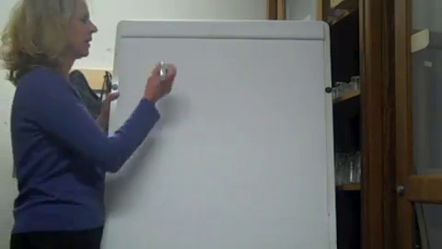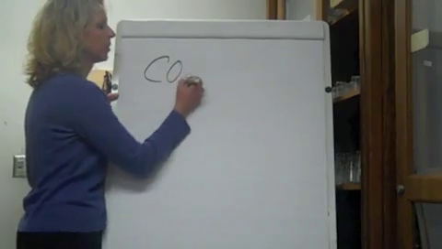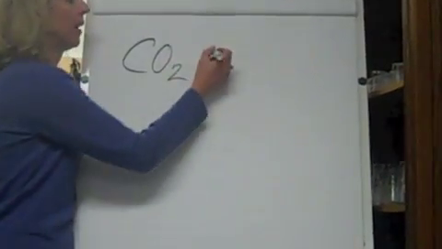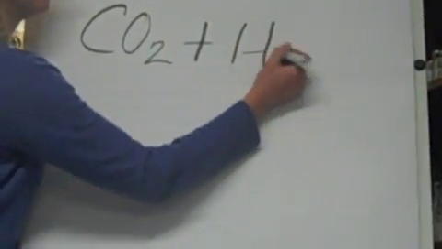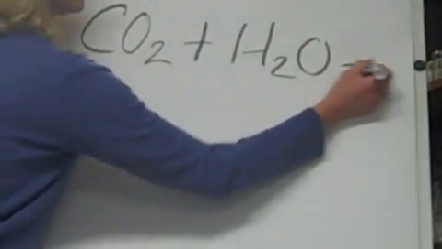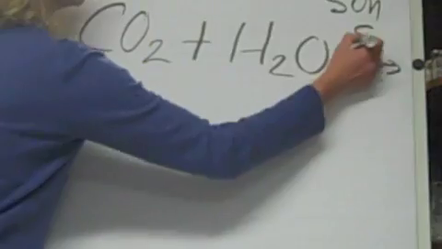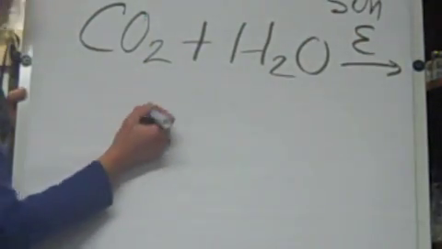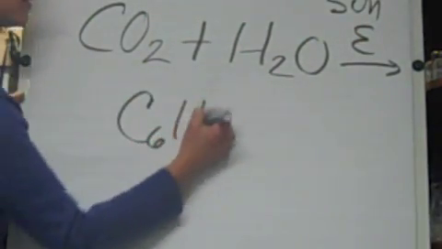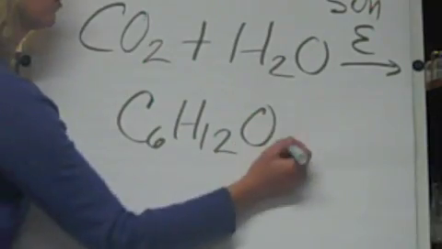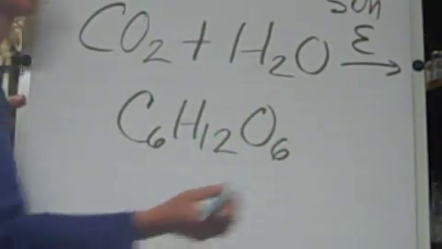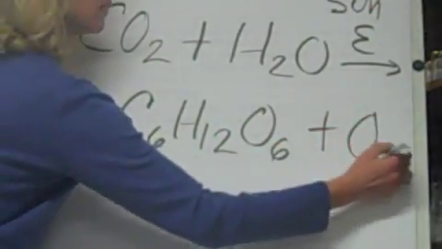So we all know we need a little CO2, carbon dioxide, and then if we add a little water, H2O, and a little sunlight energy, we're going to get a product, and that product is C6H12O6, also known as glucose, and a little oxygen.